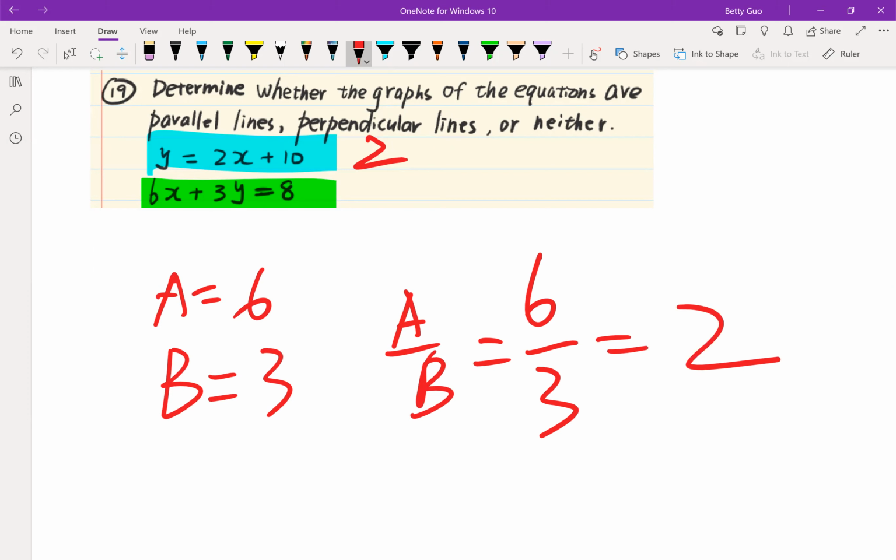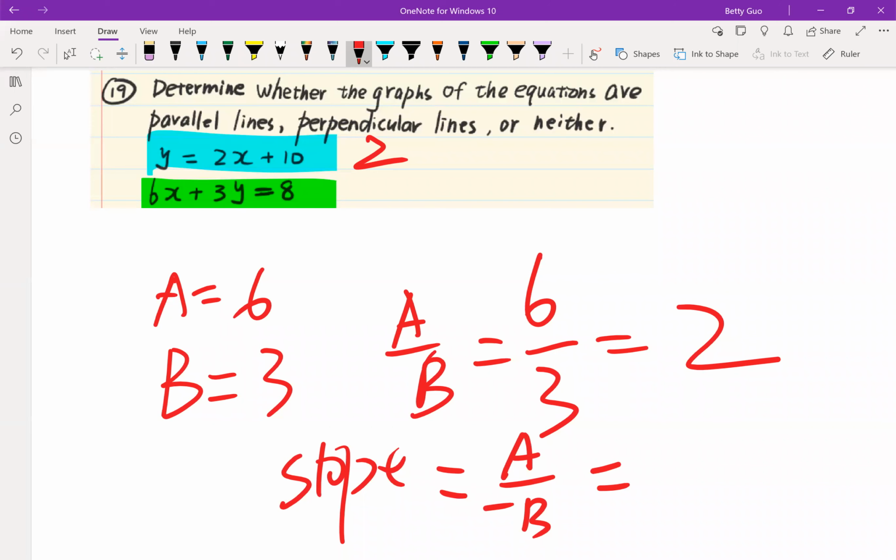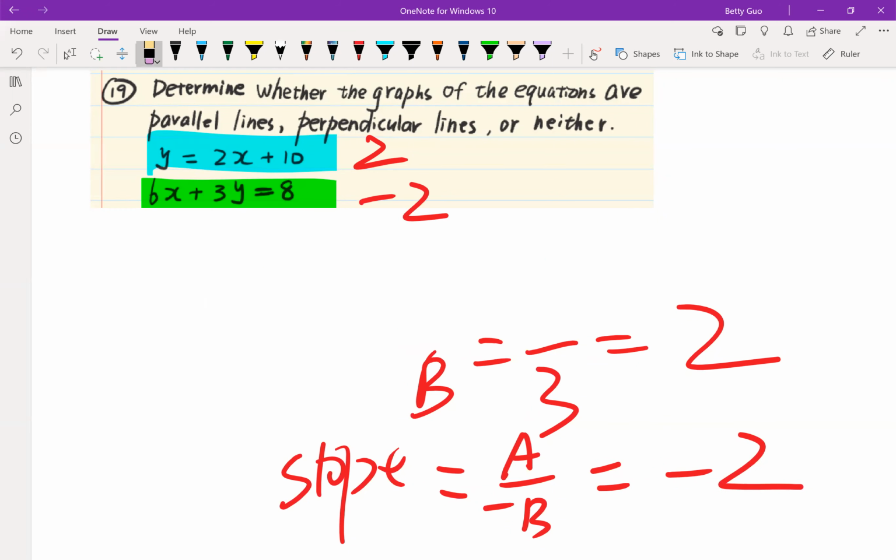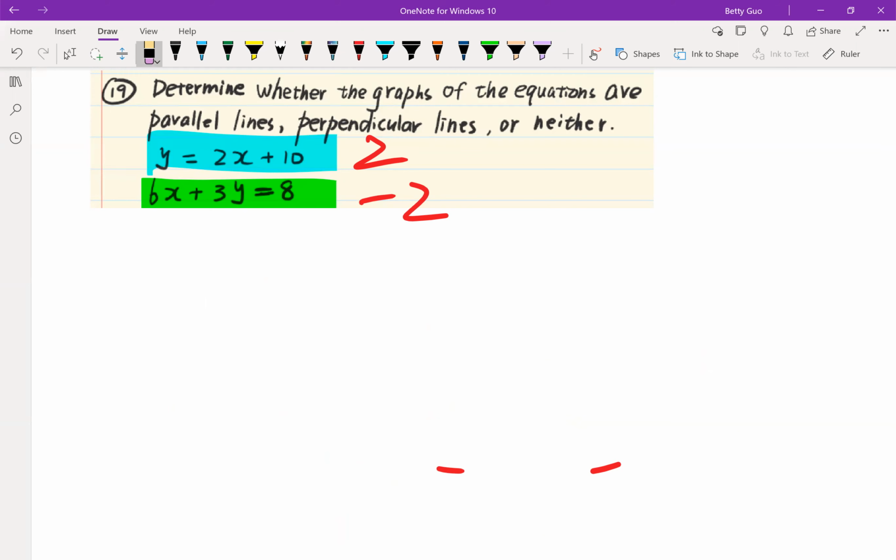It's 2, right? And the slope is negative A over B. So it's -2. So the two slopes are opposite. Should you choose parallel or perpendicular or neither? For this case, number 19, what should you choose? Neither. They are not parallel, and they are not perpendicular either. They are neither. So those are 3 problems, 17, 18, 19.